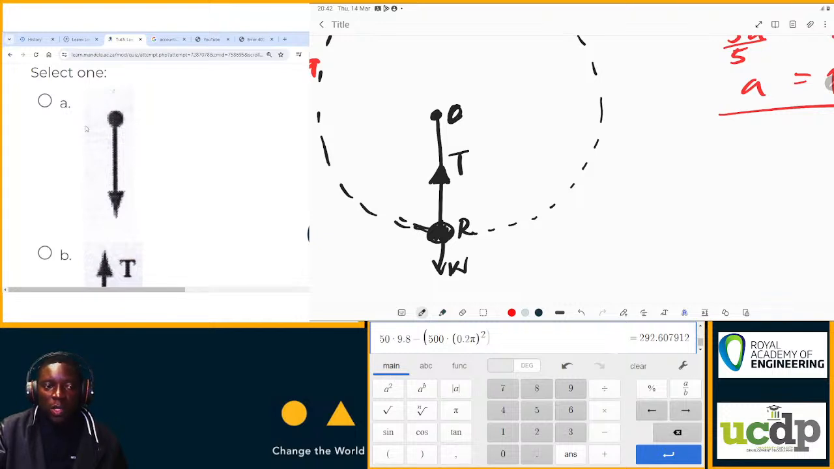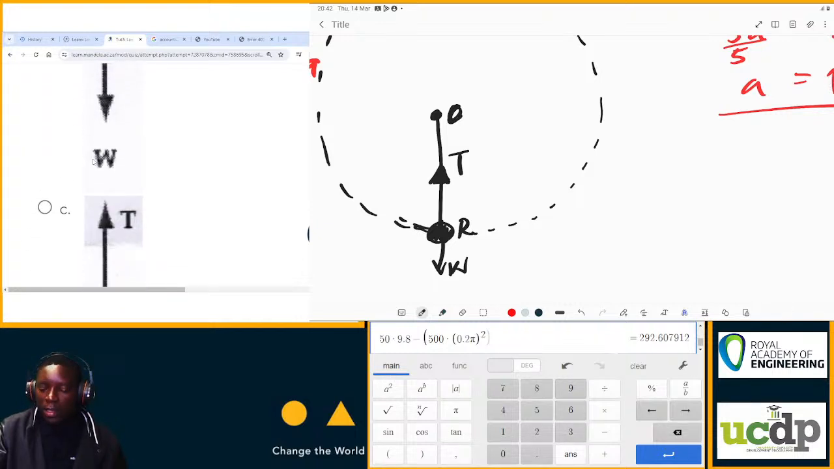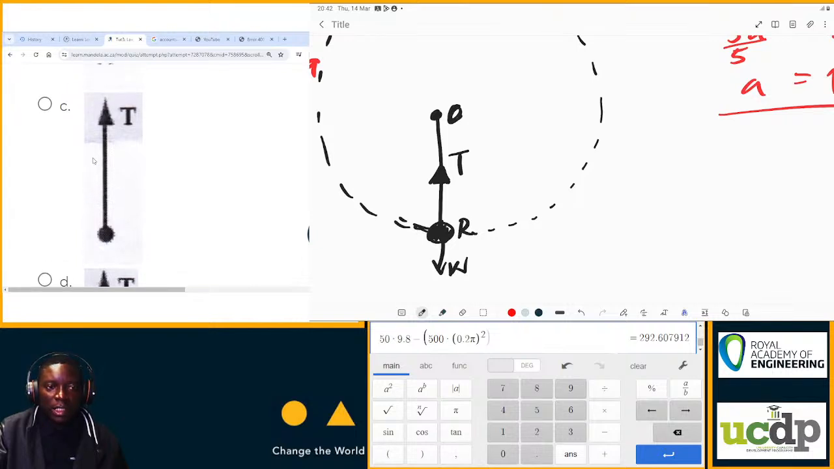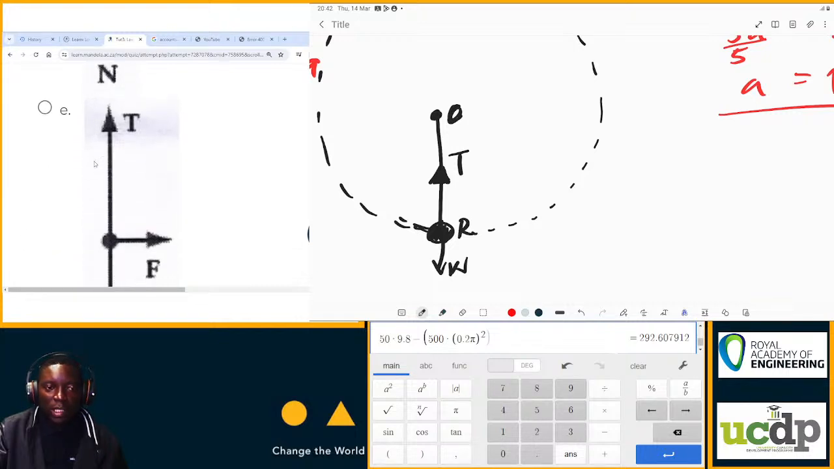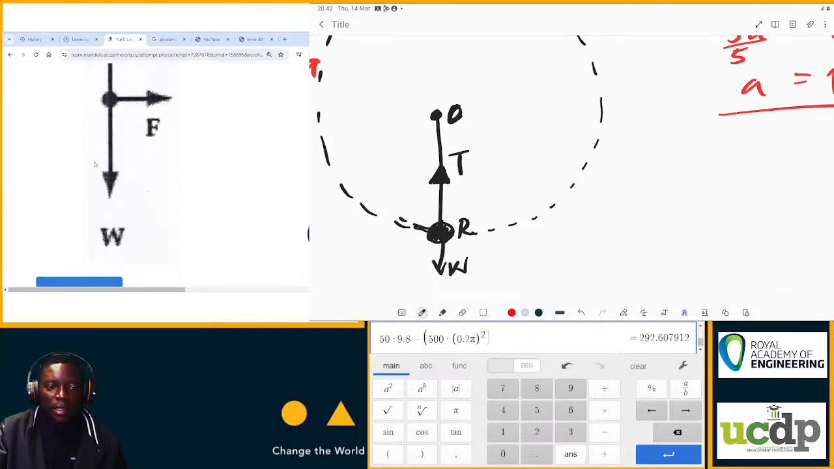So A just shows one force. That's not correct. B shows T and W. I think that's more like what we have there. C shows T. D shows T and N. So N is like a normal force, which is downward there. It's quite weird. Then E is showing T, W, and another force F to your right.